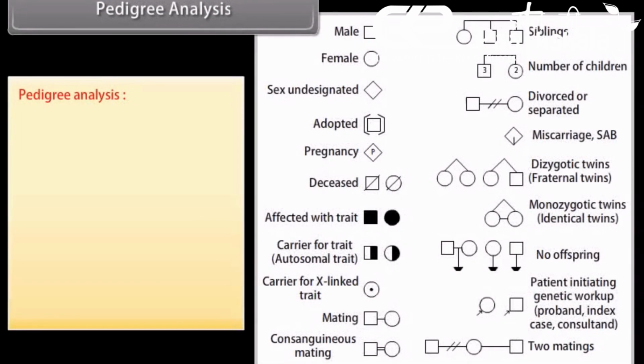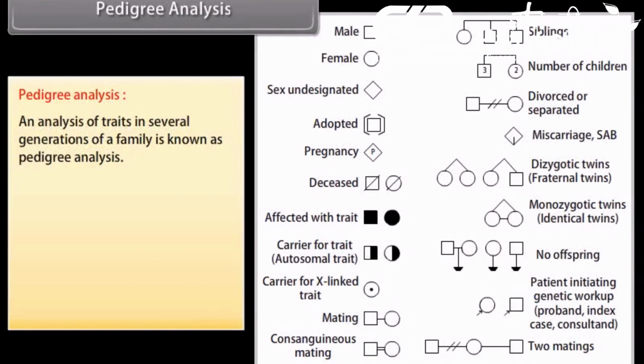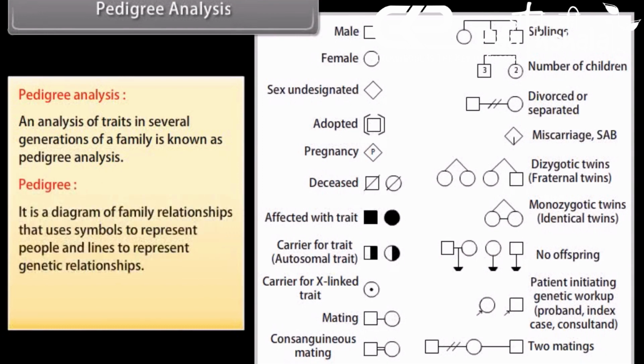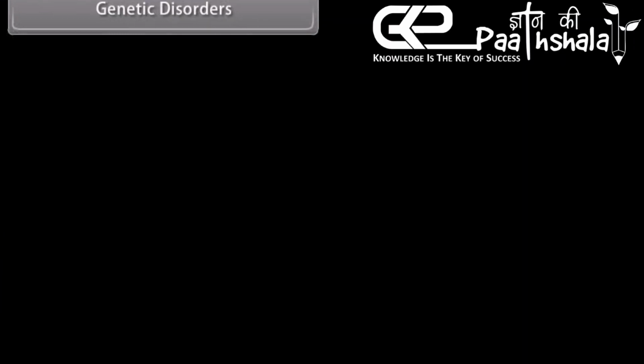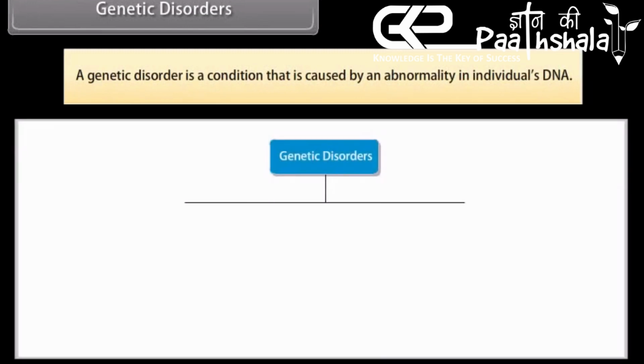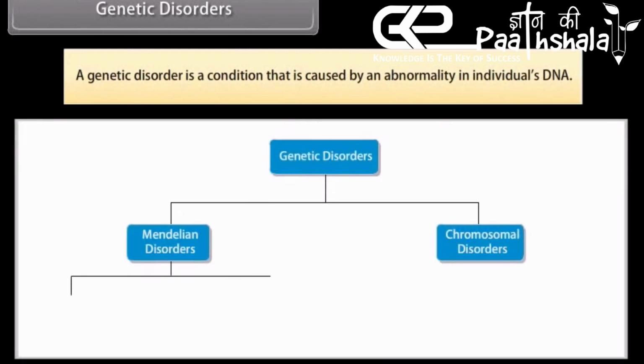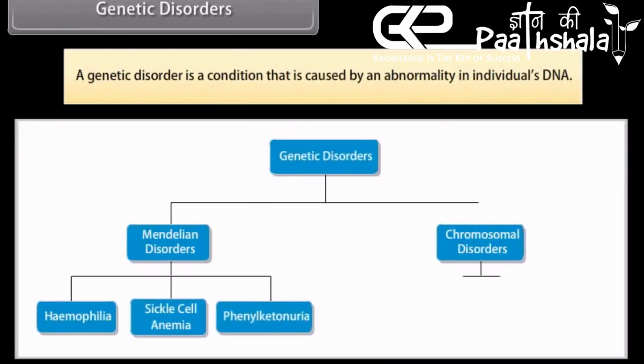Pedigree analysis. An analysis of traits in several generations of a family is known as pedigree analysis. A pedigree is a diagram of family relationships that uses symbols to represent people and lines to represent genetic relationships. Some basic symbols used in a pedigree are shown. Genetic disorders. A genetic disorder is a condition that is caused by an abnormality in an individual's DNA.